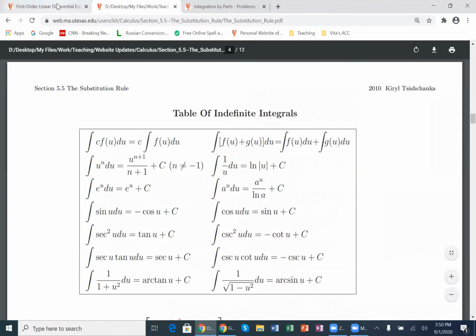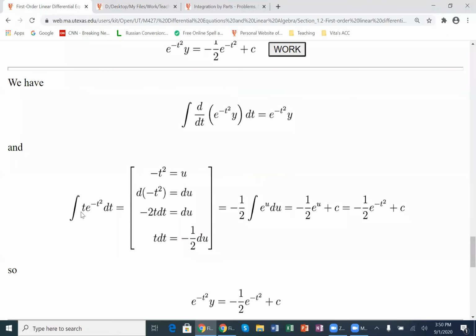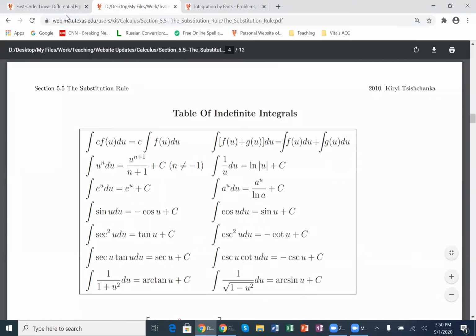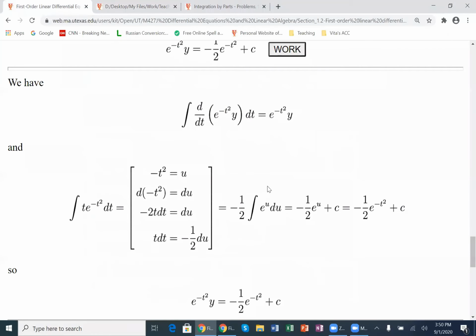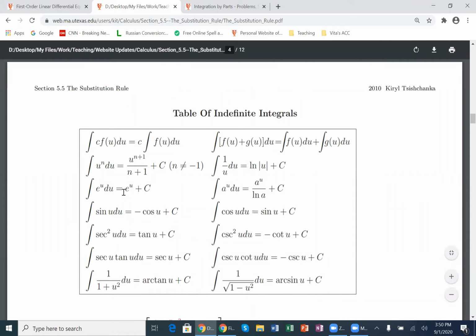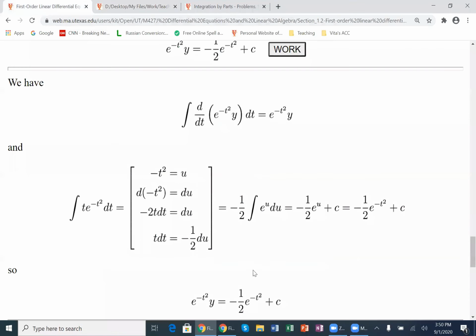Well, obviously, this integral is not in the table. However, this integral of e to u du is over here. It's e to u plus c. This is how we jump from here to here. And then back substitution, u, according to what is written here, is negative t squared. This is how we come up with this answer. Did I answer your question? Yes, thank you. Any other questions?